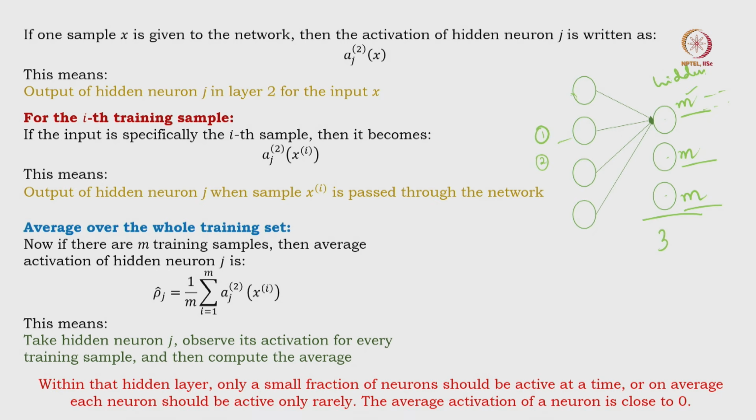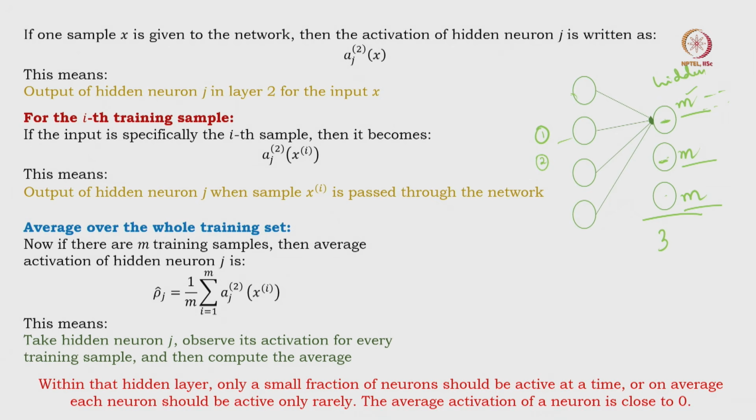Which means if this neuron is active very rarely, when it is activated, its duty is to capture the important features. This neuron will be very rarely active, and when it is active, it has to capture the important information. Are you getting the intuition behind this? So either make a few neurons active, or on average each neuron should be active very rarely.